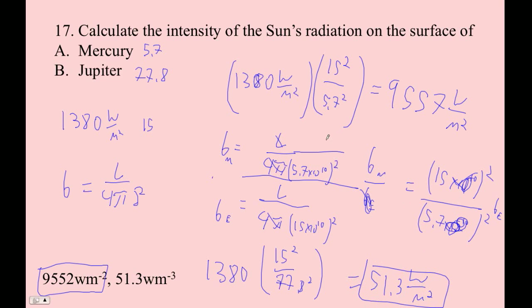Okay, now I'm puzzled. Let's see. Earth is 15, Mercury's 5.7. I don't know why I got a different number. Well, this number is 1 part in 1,000, so I'm not really too worried about that. Yay.